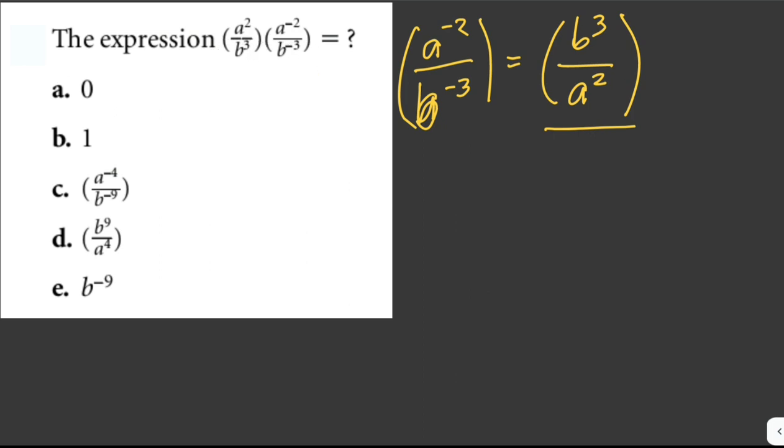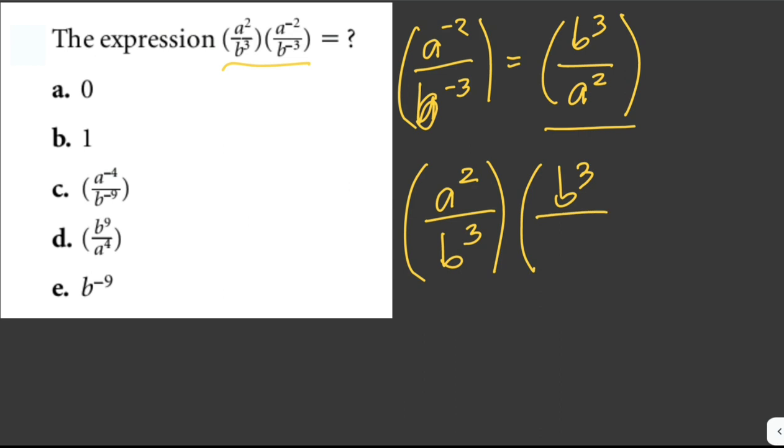And now we can multiply that here. So that would be a squared over b cubed times b cubed over a squared. Now we can cancel a squared and b cubed. Therefore, this expression is just equivalent to 1 over 1, or simply 1. So the answer here is letter B.